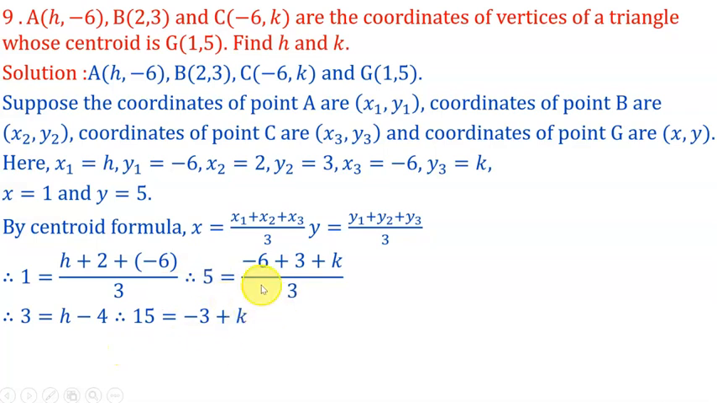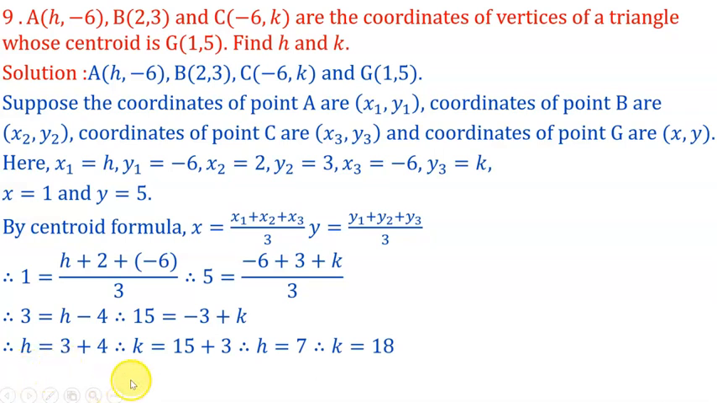5 into 3 is 15. Minus 6 plus 3, you will get here minus 3 plus k, and therefore h is equal to 3 plus 4 and k is equal to 15 plus 3. h is equal to 7 and k is equal to 18. Okay. Therefore, here the values of h and k: h is 7 and k is 18. This is the answer. Now, next problem.